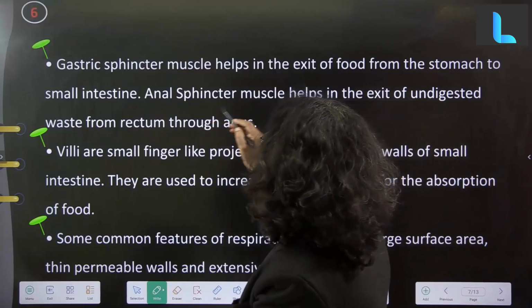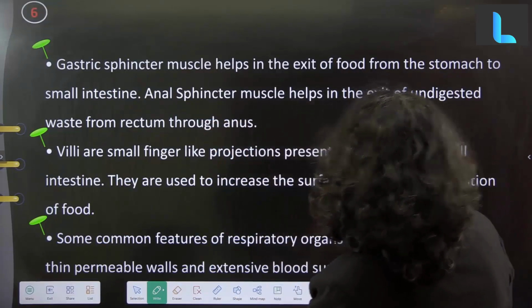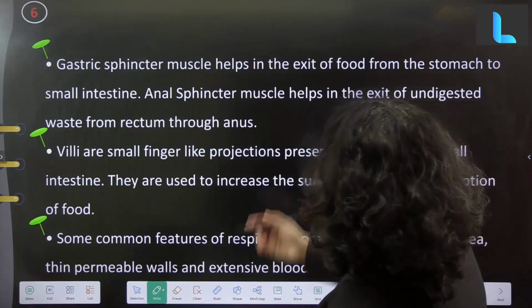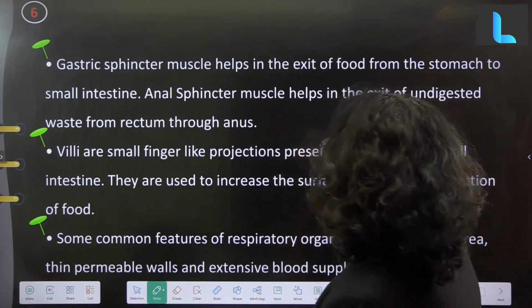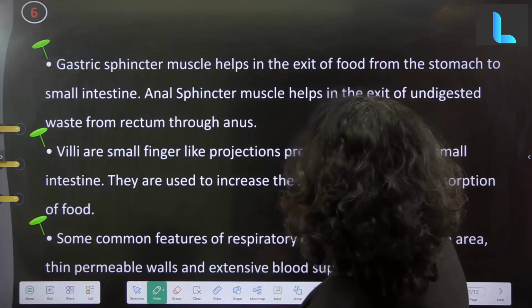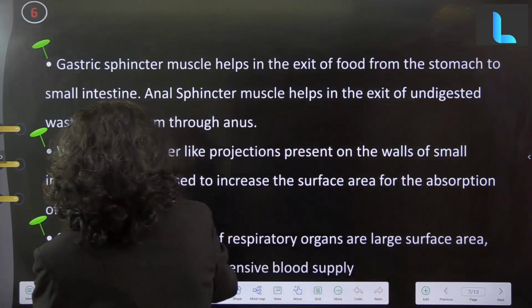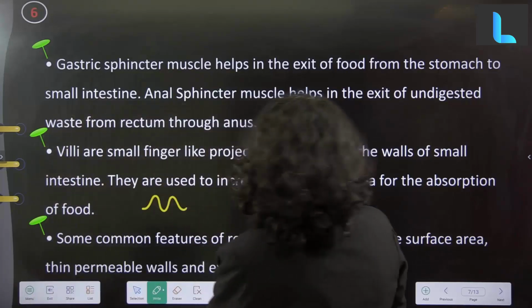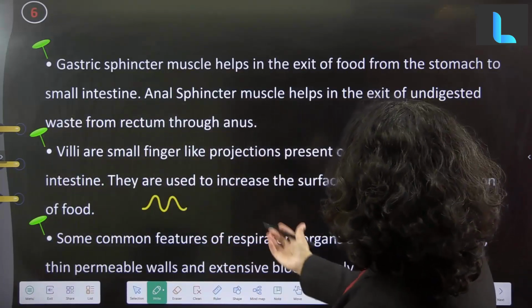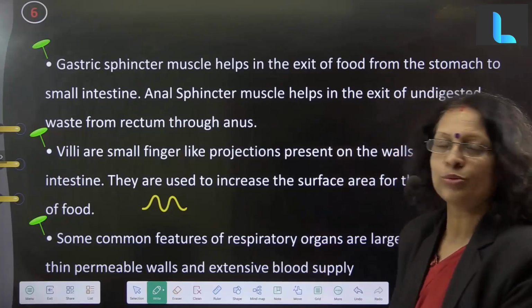Then the gastric sphincter muscle helps in the exit of food from the stomach to the small intestine. The anal sphincter muscle helps in the exit of undigested waste from the rectum through the anus. And villi are small finger-like projections, present on the walls of the small intestine. They are used to increase the surface area for absorption of food.